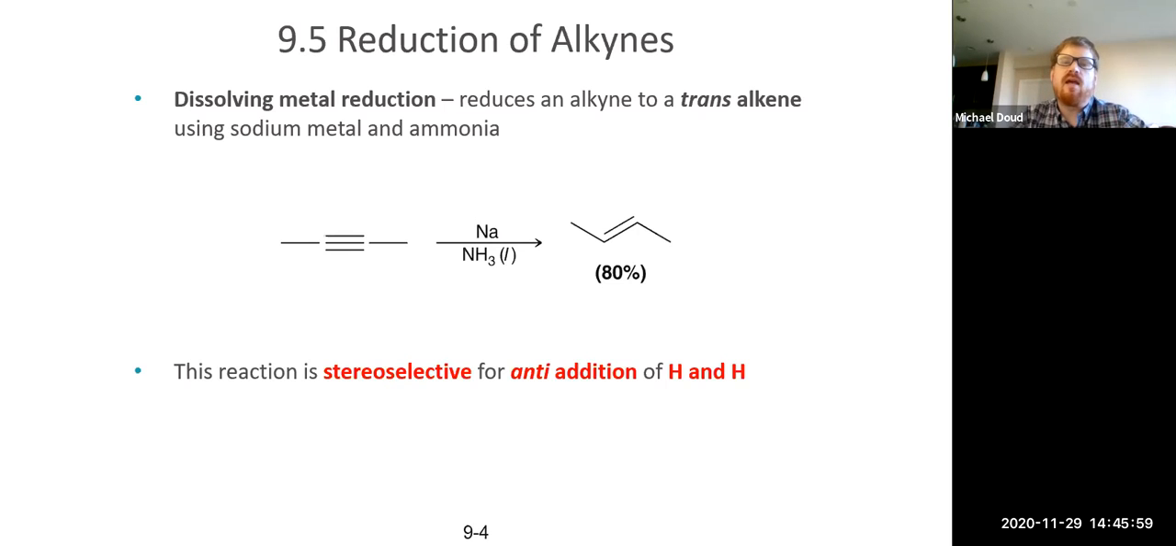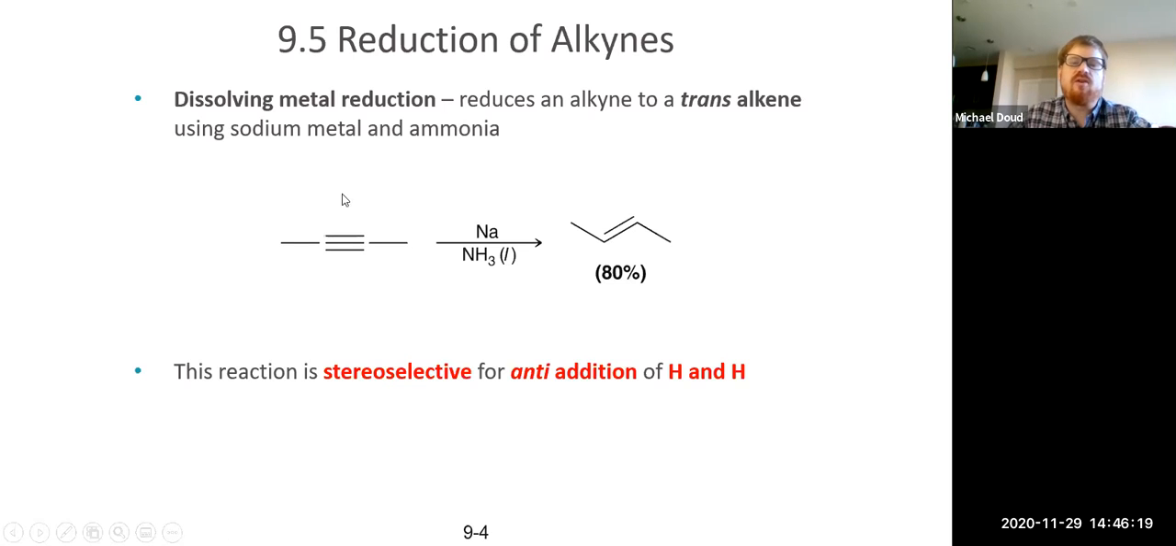There is also another type of reduction. It's not catalytic, but it is a way that you can get it. It's what's called dissolving metal reduction. This will take your alkyne and reduce it to the trans alkene rather than the cis alkene, which is what we just saw.